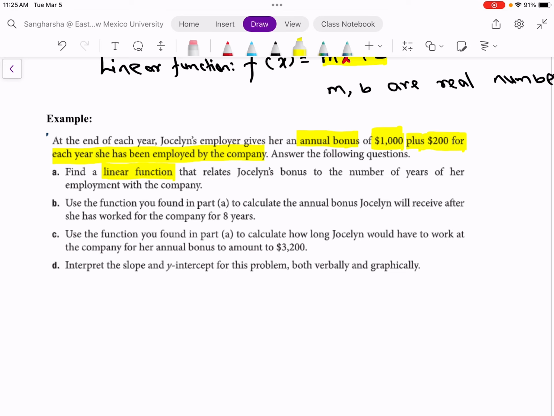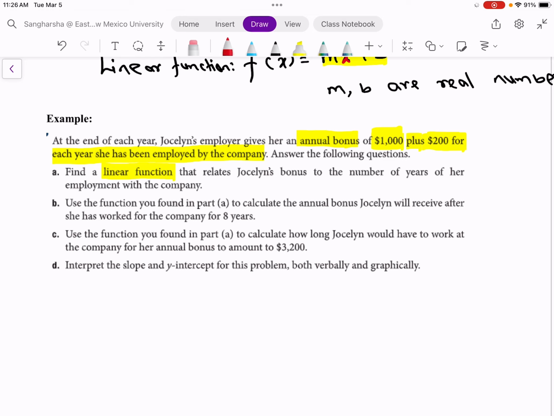For example, if you want to find the bonus after 5 years, how much bonus will she get if she worked for 5 years? 2,000. How did you find that? Input the 5 years. You have 1,000 fixed, plus she gets 200 for each year, so you do 200 times 5, that's 1,000 plus 1,000. So you get 2,000. What changes here? The year. So we input our year, so T is going to be our domain.